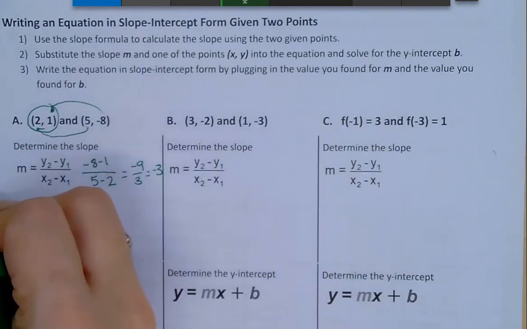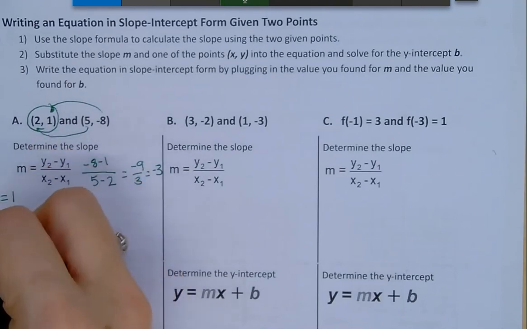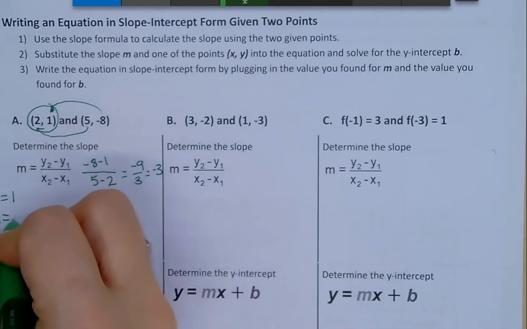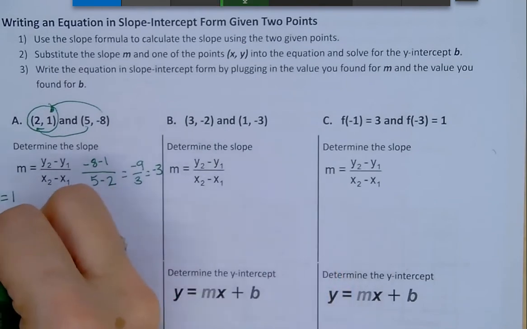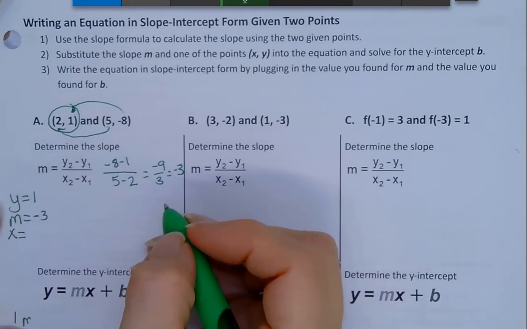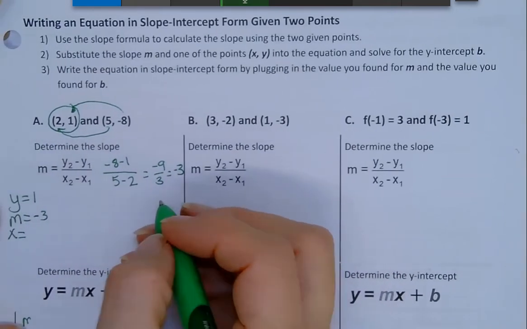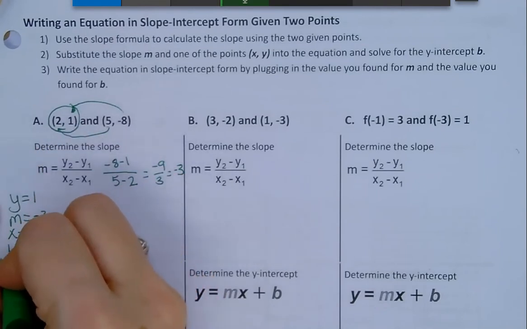So I know y equals 1 from that point. M equals negative 3 because we calculated that. X equals, I'm going to go back to the same point. So my, oops, you can't see those. I'm sorry. Y equals 1 and m equals negative 3. And then my x equals 2 from that same point. B is what I am looking for.